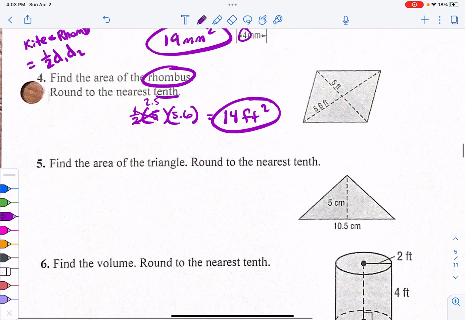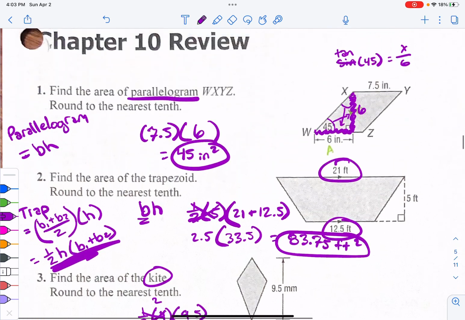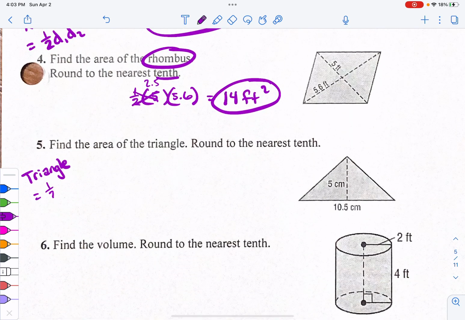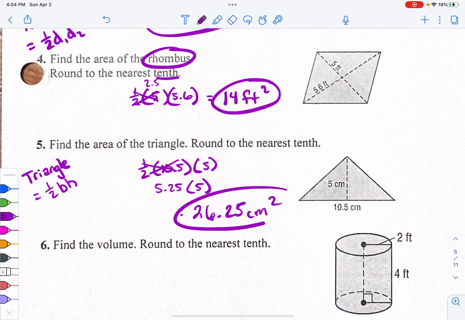So, area of a triangle. Okay, these are all formulas that you should look back on, okay? Triangle is 1/2 the base times the height, or they say base times height divided by 2, whichever one you want to go with. So 1/2, the base is 10.5, the height is 5. Half of 10.5 is 5.25 times 5, if you want to do it that way. And let's see, 5.25 times 5 is 26.25 centimeters squared.